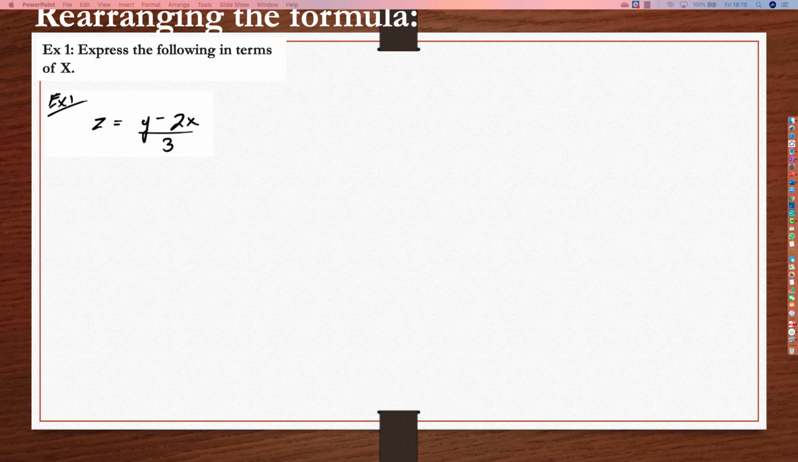Fair enough? So one thing that comes up the whole time is rearranging the formula. What rearranging the formula is, is getting a certain term on its own. So for example, express the following in terms of x. Anyone know what express the following in terms of x means?